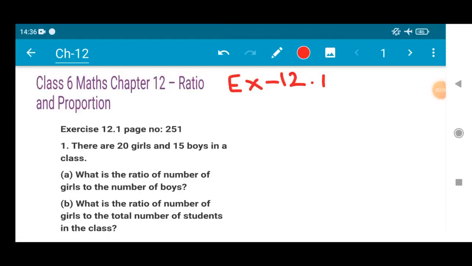So in our last class, I gave you the introduction video of chapter number 12, that is ratio and proportion, the animated video. I hope you have watched it. Now with the help of that, we will be solving exercise 12.1, which is on page number 125 of your Maths NCERT book.